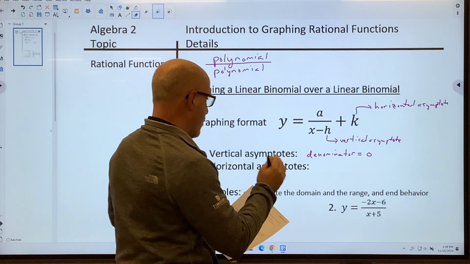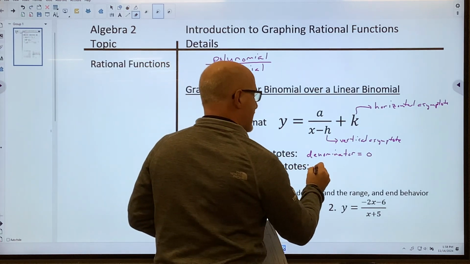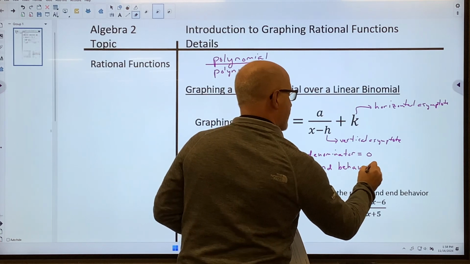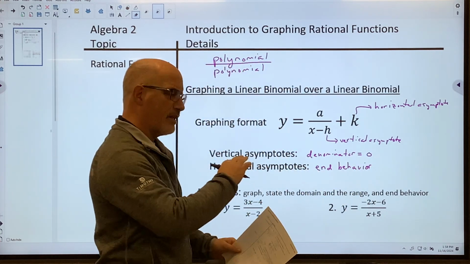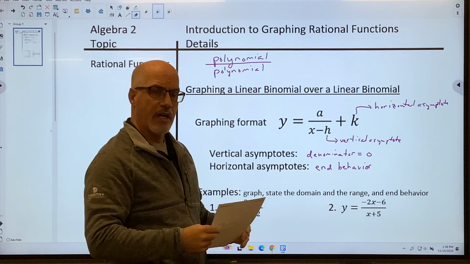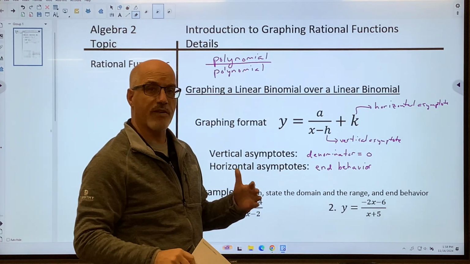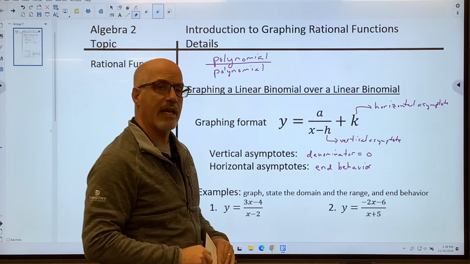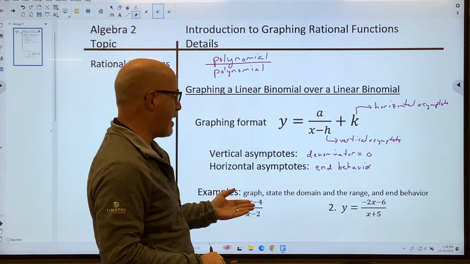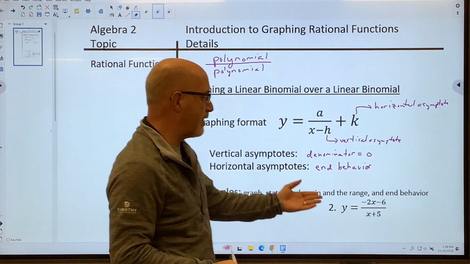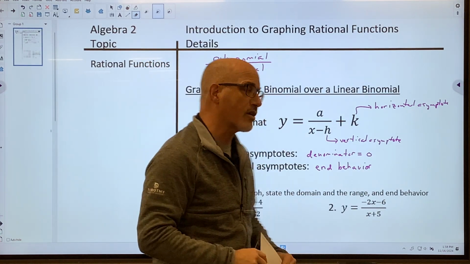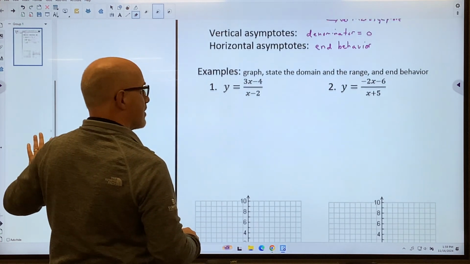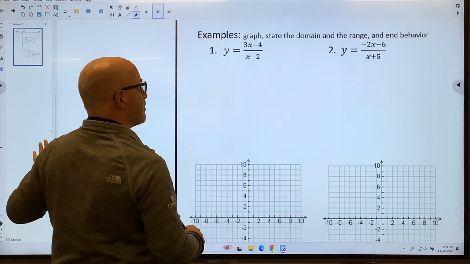Now, for the horizontal asymptote, this is actually the end behavior of the graph. That'll typically be a horizontal line, and later on when we look at other polynomial functions, it could be other shapes than lines, but for now, this will tell us what our end behavior for the graph is. So we want to graph these functions, state the domain and the range, and also their end behavior to do our introduction here to graphs of rational functions. So let's look at these two problems.